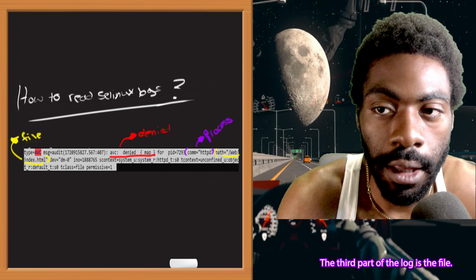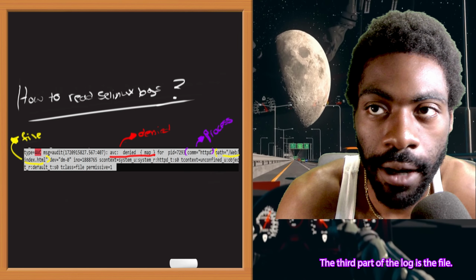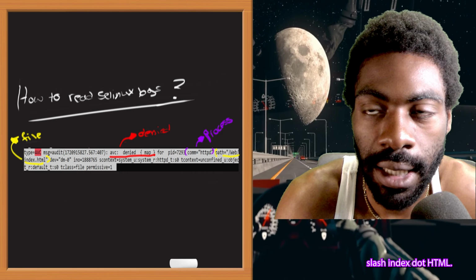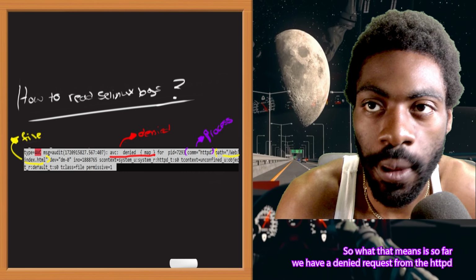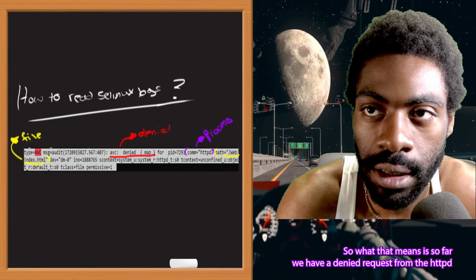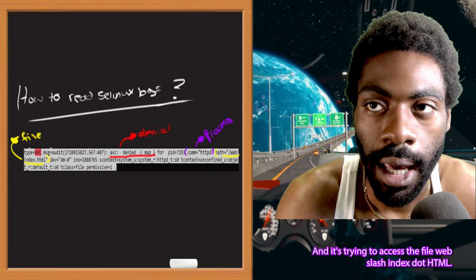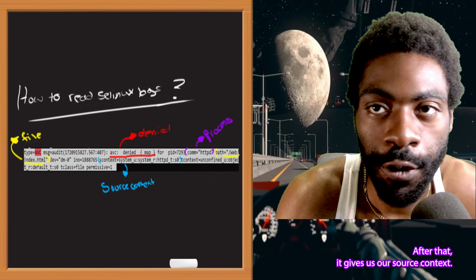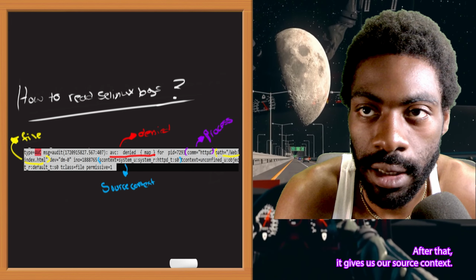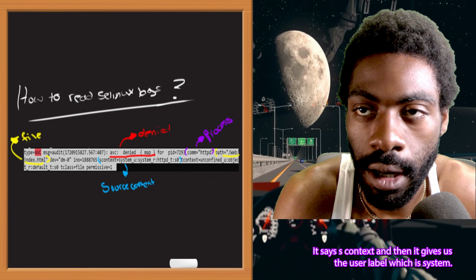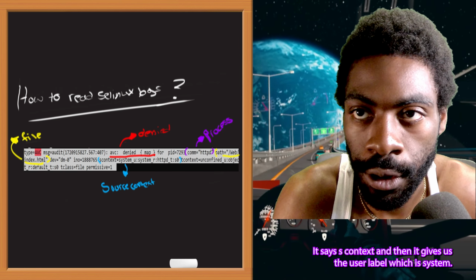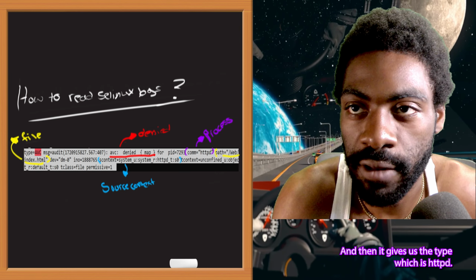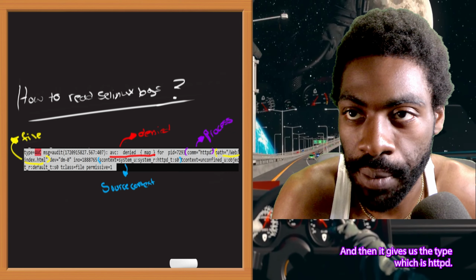the request. The third part of the log is the file. So if you pay attention, it says path equals web/index.html. So what that means is so far we have a denied request from the httpd process, and it's trying to access the file web/index.html. After that, it gives us our source context. That's the part in blue. It says scontext, and then it gives us the user label, which is system. It gives us the role, which is system, and then it gives us the type, which is httpd.